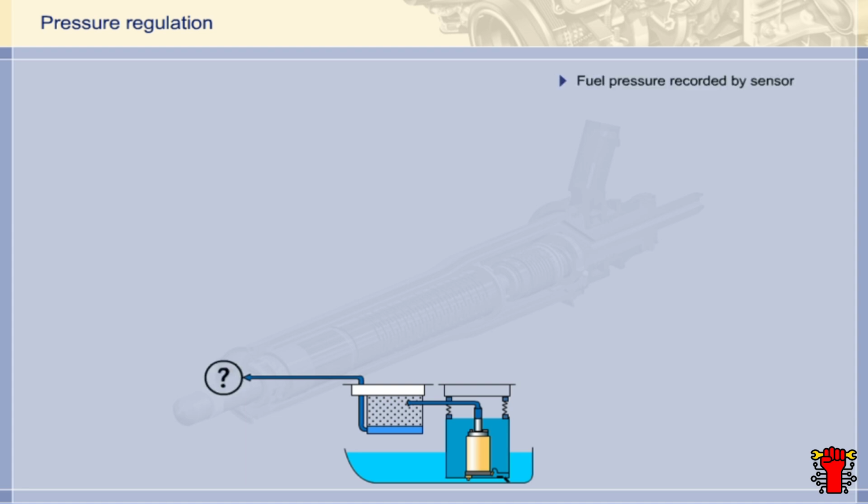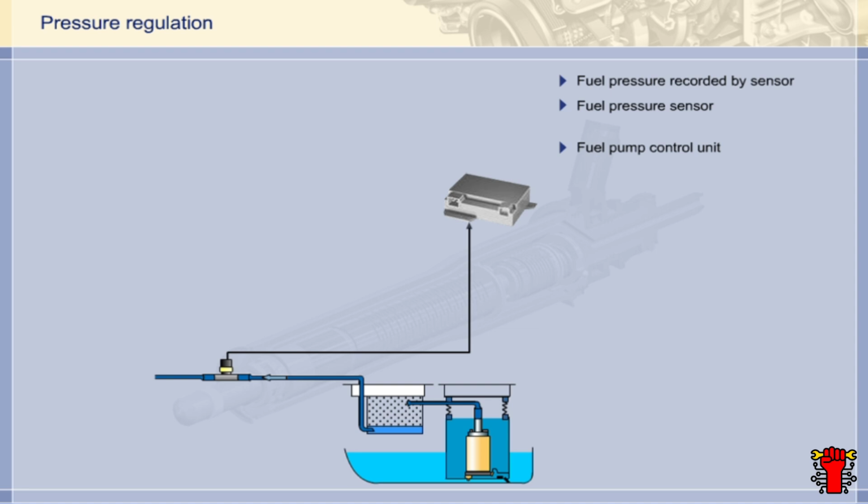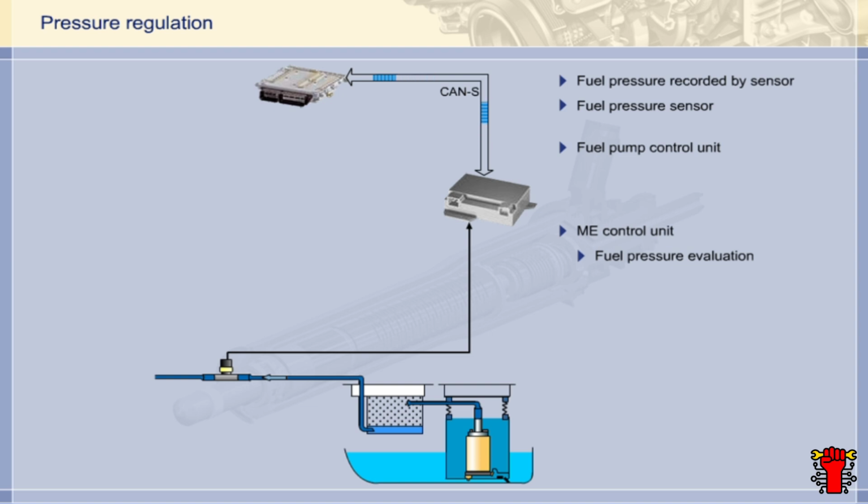On the direct injection engine, the fuel pressure on the low-pressure side is not controlled by a pressure-regulating valve, but is instead recorded by a special sensor. Specifically, the fuel pressure sensor located in the feed line downstream of the filter. The signal from the fuel pressure sensor is recorded by the fuel pump control unit. The pressure readings are sent via the sensor data bus to the ME control unit.